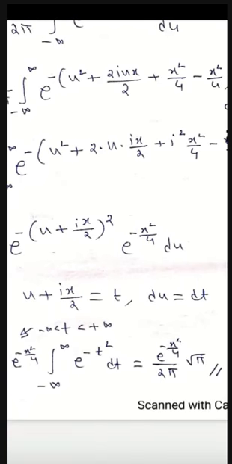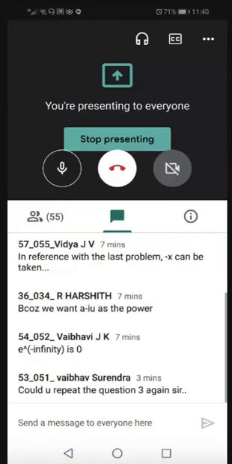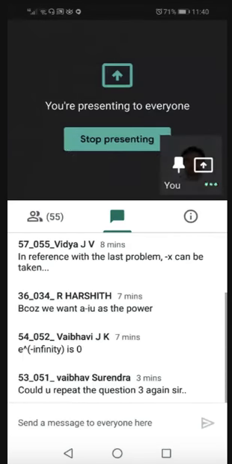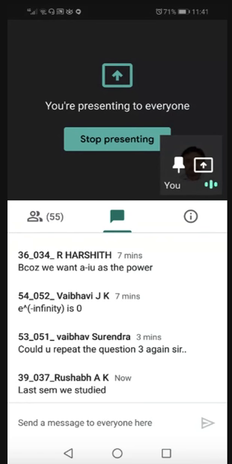Where did you study this? Do you remember? Can anybody tell me how integration from minus infinity to plus infinity e power minus t square dt can be written as root pi? Which chapter, where you studied? Could you repeat the question? No problem, I will repeat. How did I write integration from minus infinity to plus infinity e power minus t square dt as root pi?